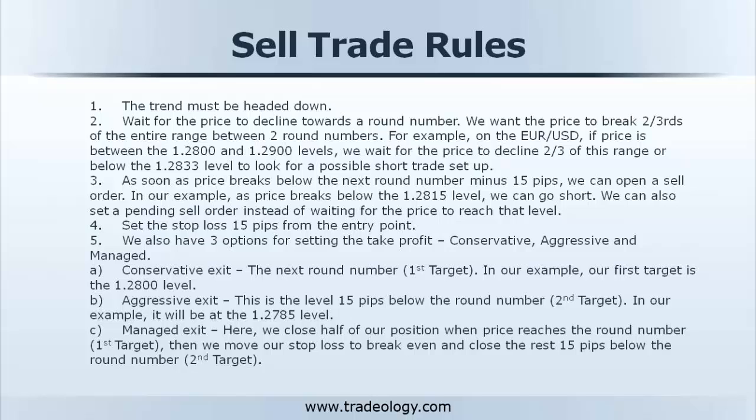Okay, now if price were to drop below 1.2833, we can start looking for our trade. Now, we may not enter the market with a sell trade until price breaks below the next round number minus 15 pips. Now, as soon as this happens, we can go ahead and open a sell order. And in the case of the example we have been using, as price breaks below the 1.2815 level, we can look to go short. We can also look at setting a pending sell order instead of waiting for the price to actually reach that level.